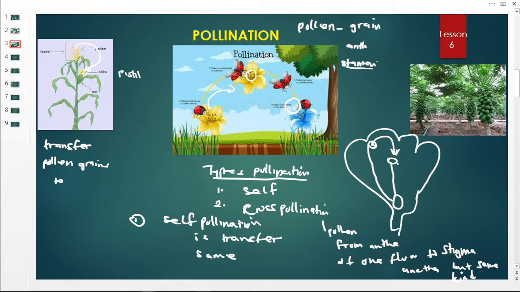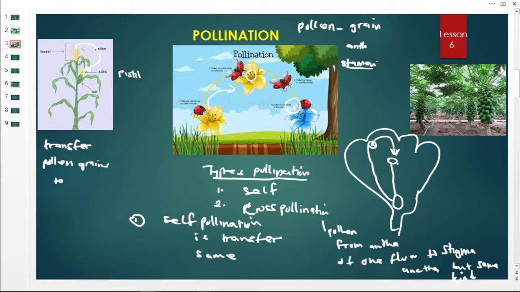Some learners make mistakes when defining cross-pollination, so I am repeating it one more time. It is the transfer of pollen grains from the anther of one flower to the stigma of another flower, but of the same kind.